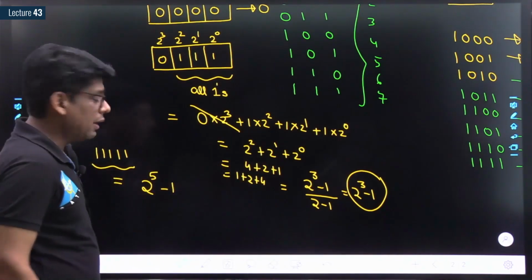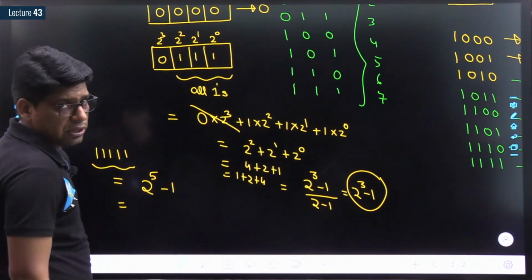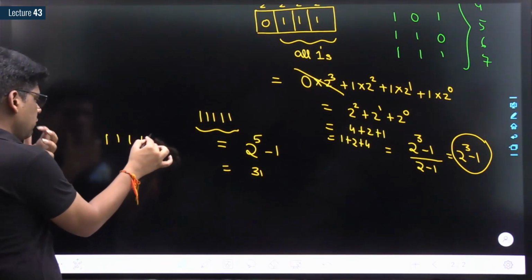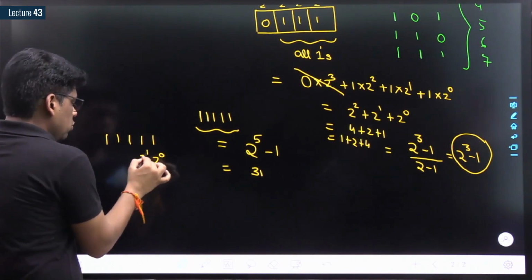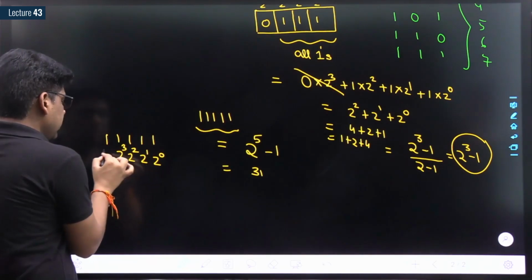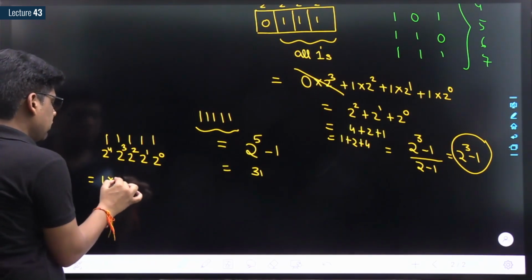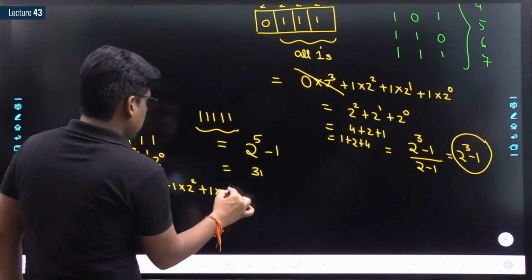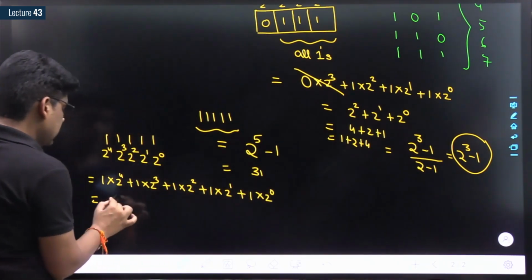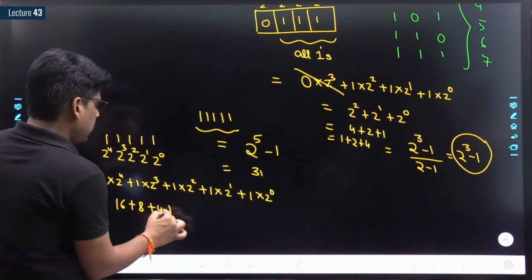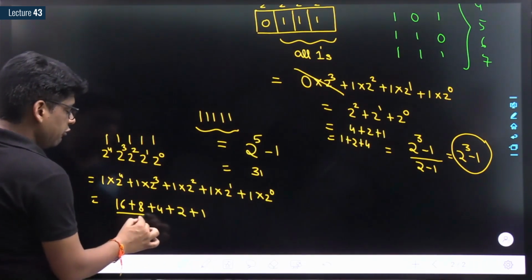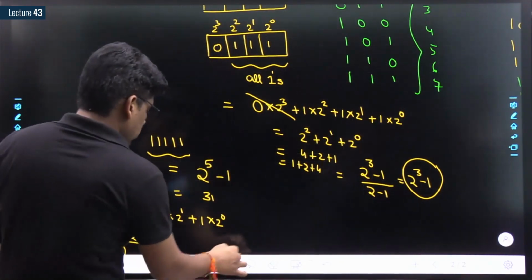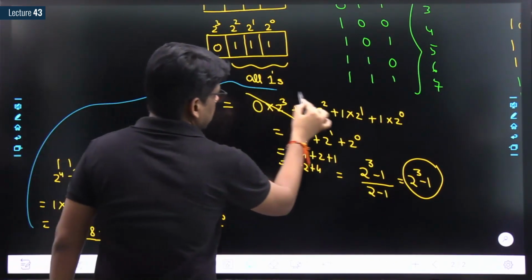No need to learn this formula. Sir, what is the answer? 2 to the power 5 minus 1. Let me calculate. What is the answer? 31. Sir, can we compute? Yes, of course you can compute. 1, 1, 1, 1, 1. So it is 2 to the power 0, 2 to the power 1, 2 to the power 2, 2 to the power 3, 2 to the power 4. Sir, 1 into 2 to the power 4, 1 into 2 to the power 3, 1 into 2 to the power 2, 1 into 2 to the power 1, 1 into 2 to the power 0. What is it? 16 plus 8 plus 4 plus 2 plus 1. Sir, 24, 28, 30 and 31. Okay, we got the concept.